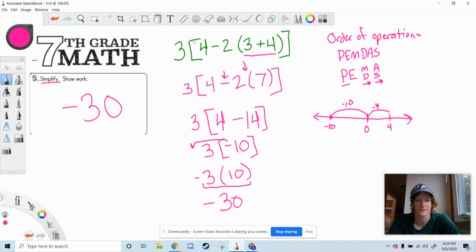And I'd say we definitely simplified the problem. This top one in green looks kind of crazy. I think it's a lot easier to read the number negative 30.